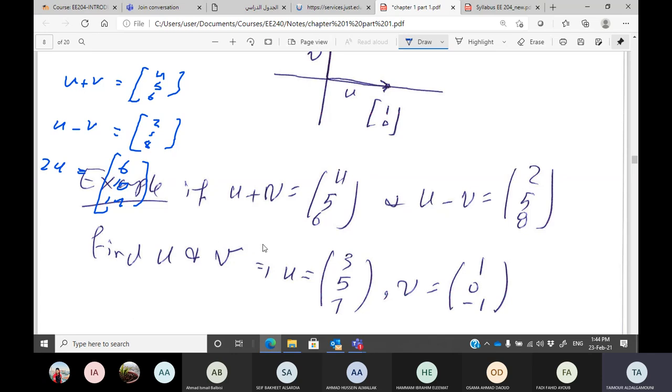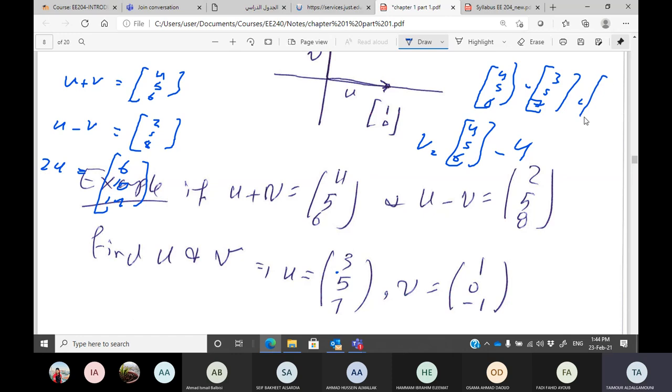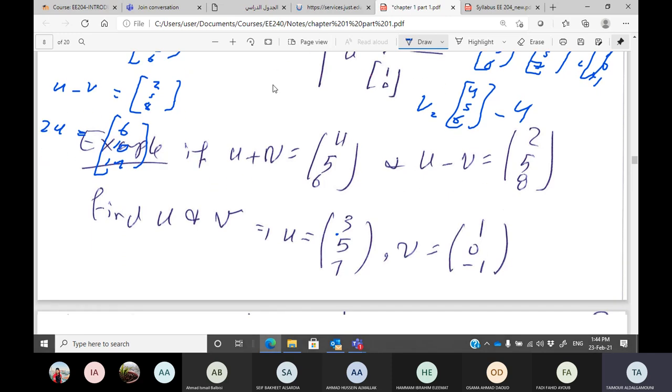Okay, now if we know one of them, then we can know the other from these relationships, right? So we can say that V is (4, 5, 6) minus U, and we already know U. So this is (4, 5, 6) minus U, which is (3, 5, 7). So this is (1, 0, -1). Any questions?